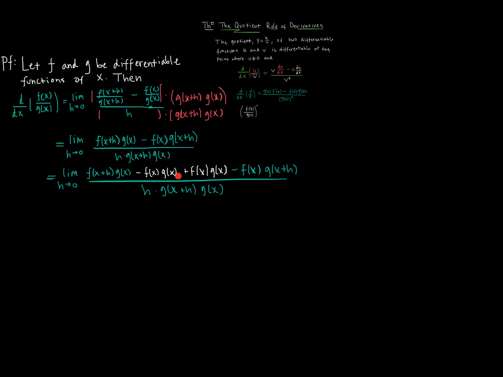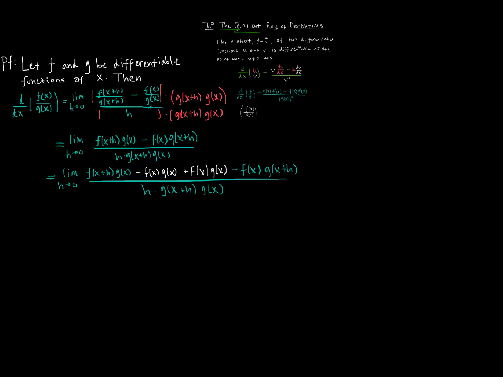Take this part here, f of x plus h times g of x minus f of x times g of x, divided by the denominator as one separate fraction, and then have f of x times g of x minus f of x times g of x plus h over the denominator as another fraction. And with each fraction I can factor out a common term. So here there's a common g of x which I can factor out, and here there's going to be a common f of x that I can factor out.